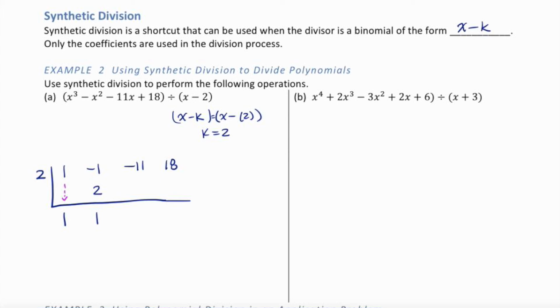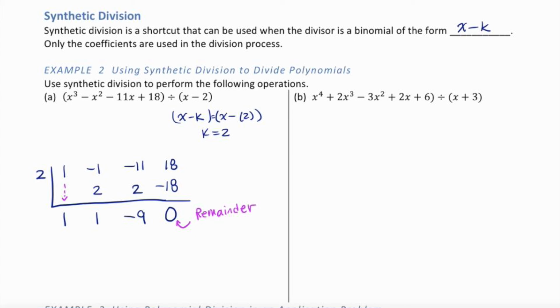So now we multiply 2 times this 1, which is also 2. Negative 11 plus 2 is a negative 9. Now let's do our final multiplication. 2 times negative 9 is negative 18. 18 minus 18 is 0. And this last spot here is where our remainder comes from. And we have a remainder of 0.